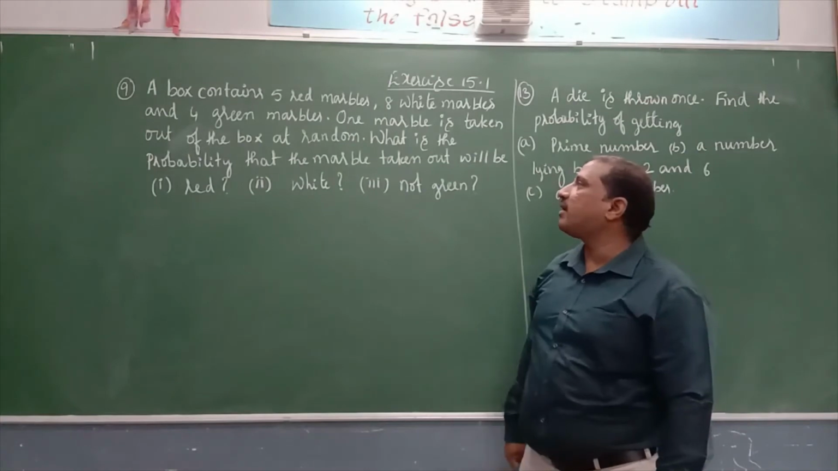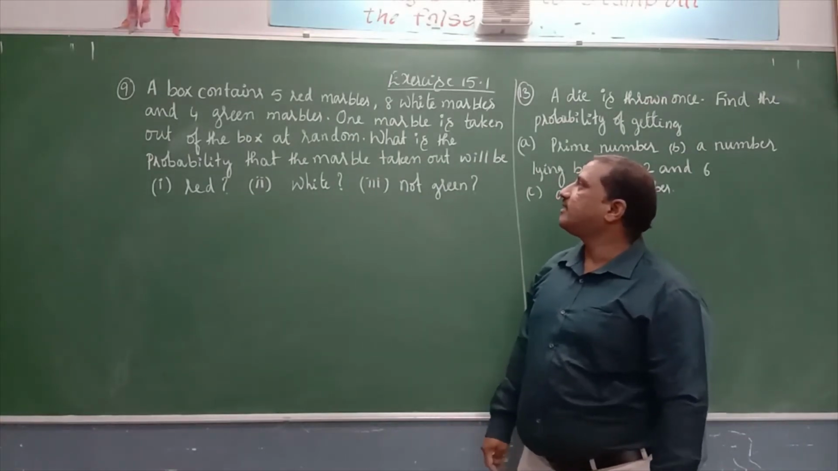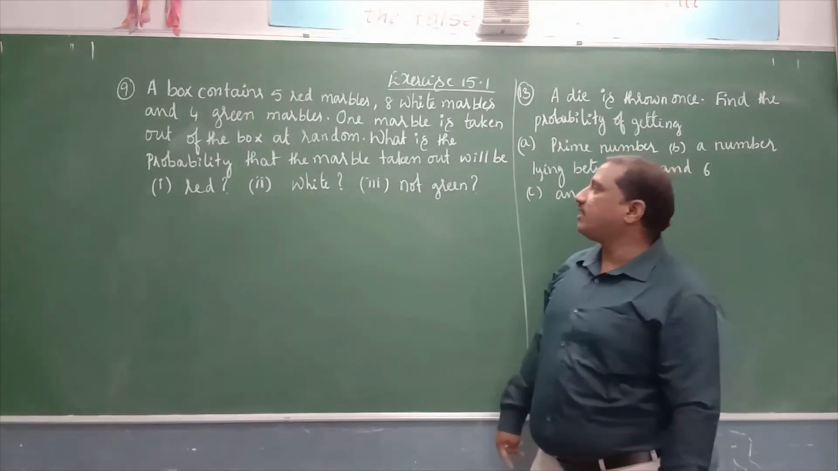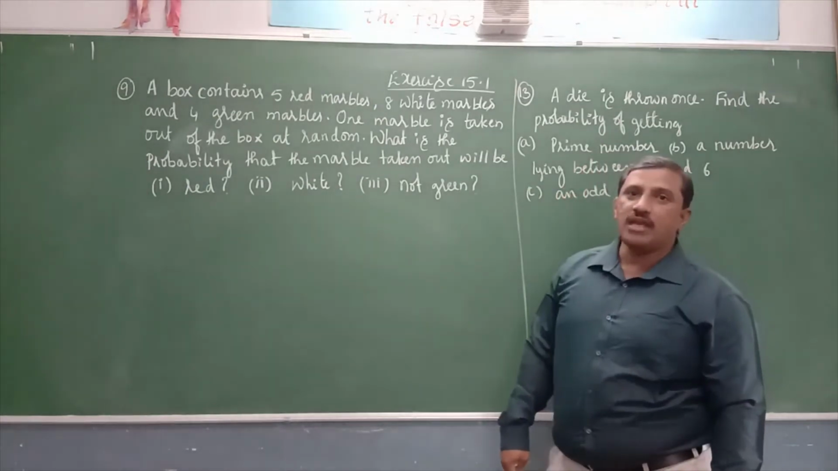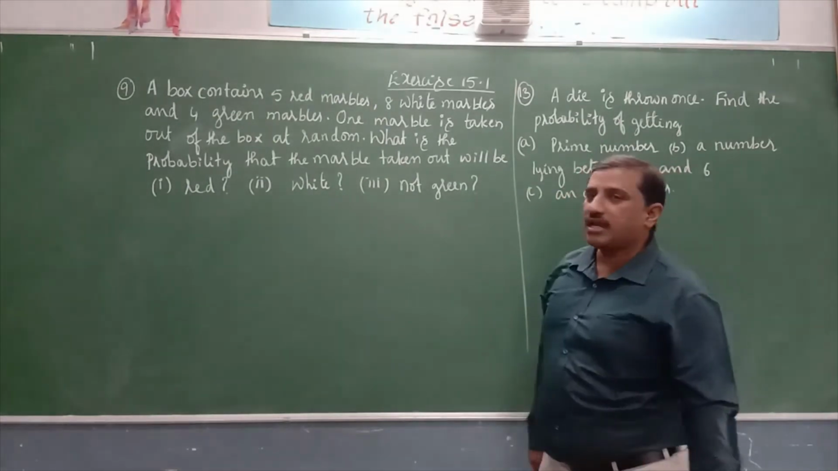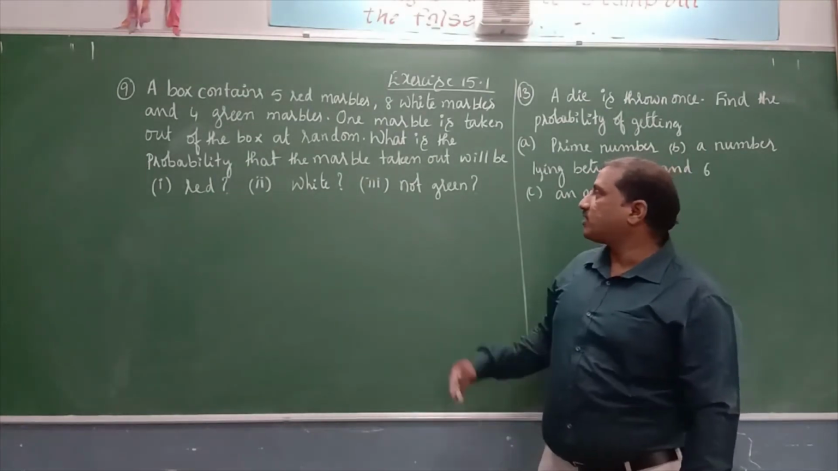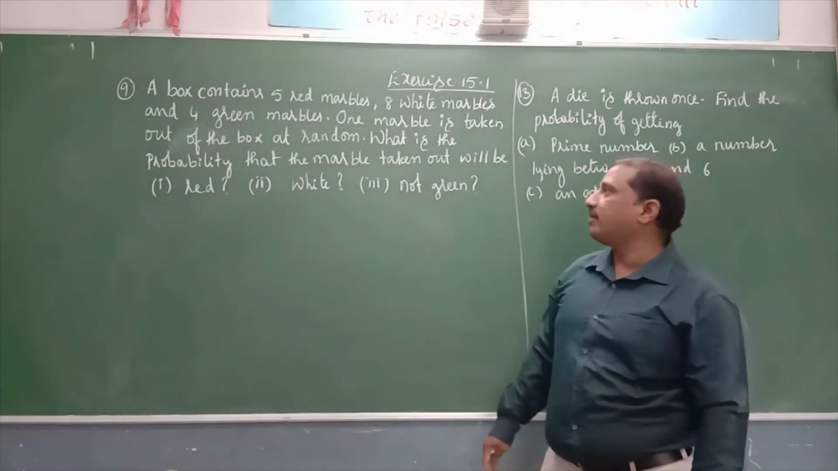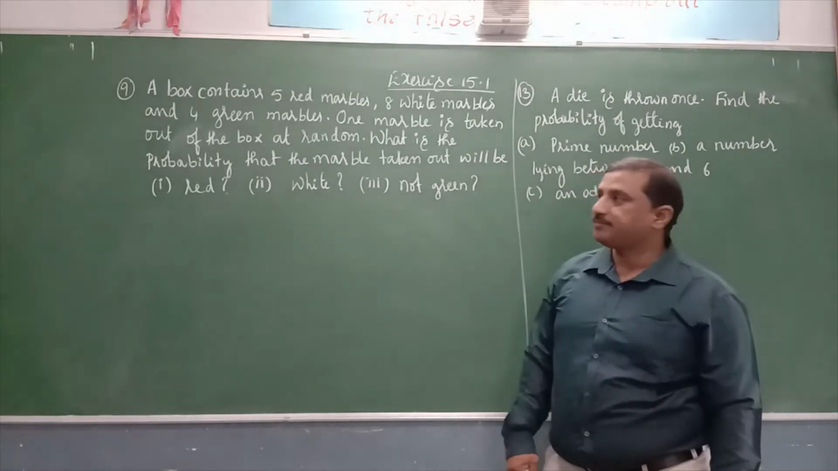Total how many marbles are there? 5 plus 8 plus 4, it is 17 marbles. Out of 17 marbles, 1 marble is taken out at random. If it is a red marble, what is the probability? If it is a white marble, what is the probability? If it is not green, meaning other than green, that is red and white marbles. So find the probabilities of these 3 cases.